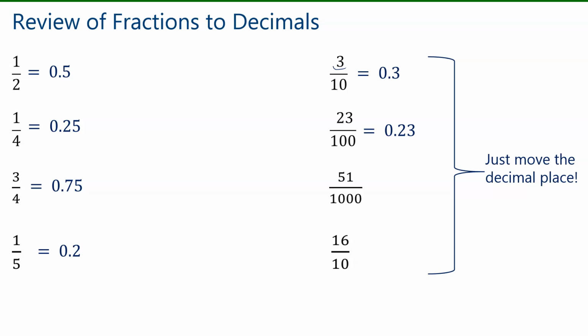23 over 100, I take the decimal and move it 2 places to the left. So I get 0.23, which is also read as 23 hundredths, which corresponds to the fraction that we have there, 23 over 100. Now 51 over 1,000. This time we have to move the decimal 3 places. So I move it 1, 2, and I have to move it once more. Because there's no number there, you fill that in with a 0. So the way we write it is 0.051, or 51 thousandths.